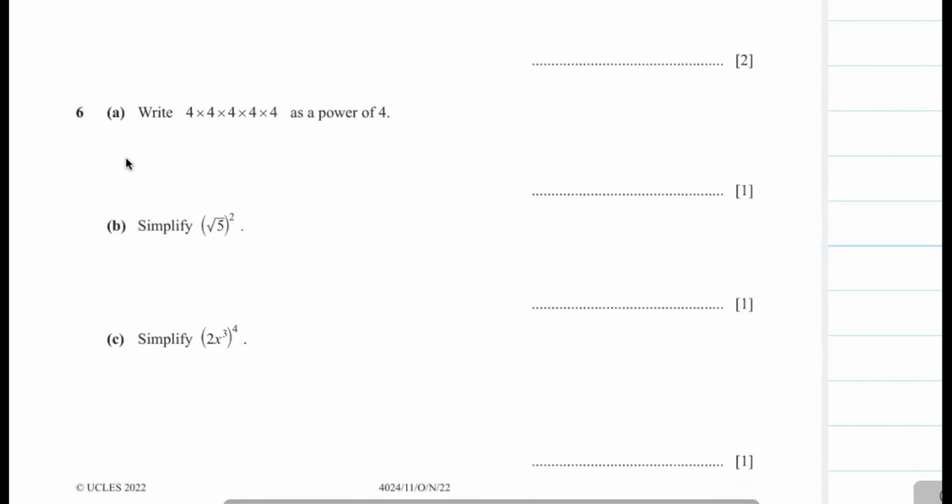Now the question 6, write 4 multiply 4 multiply 4 multiply 4 multiply 4 as a power of 4. You can write it as 4 power 1, 2, 3, 4, 5. You can write it as 4 power 5. And same here, question part B, simplify square root of 5 power 5, all to the power 2. Now you can write it as square root of 5 square, and the square root of 5 square, that value is square root of 25, that is equal to 5.